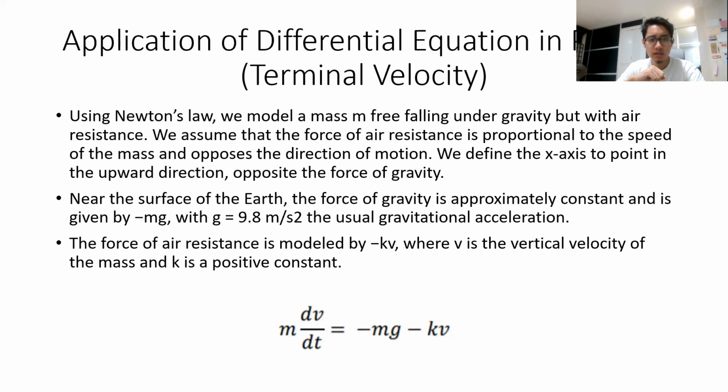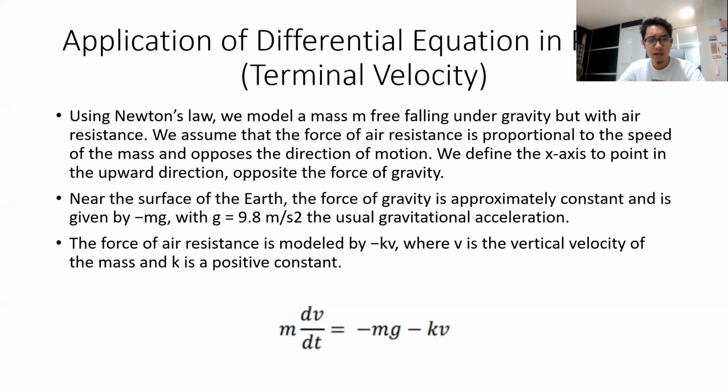Near the surface of Earth, the force of gravity is approximately constant and is given by negative mg, where g equals 9.8 meters per second squared, the usual gravitational equation. So here we have the gravity force, which is 9.8 meters per second squared. Here we write negative mg because gravity is toward the down direction, or toward the negative y direction.